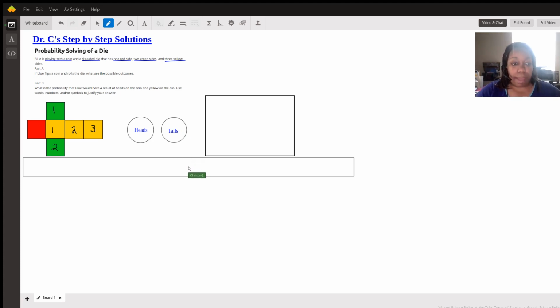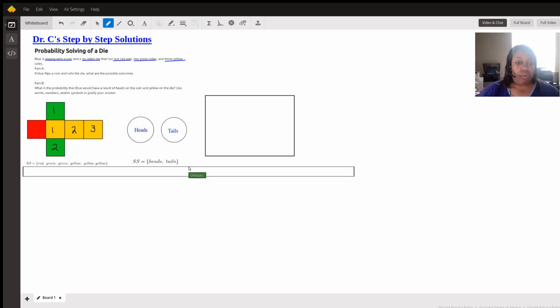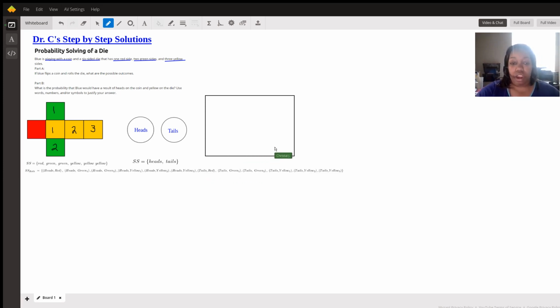Okay. So looking at both, for the die, we have red, green one, green two, yellow one, yellow two, yellow three. For the coin, of course, we have heads and tails. So if we put them together, we essentially have these outcomes, which is a total of 12. Okay. So that's for A.